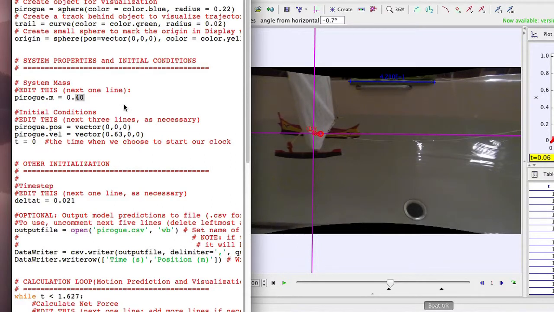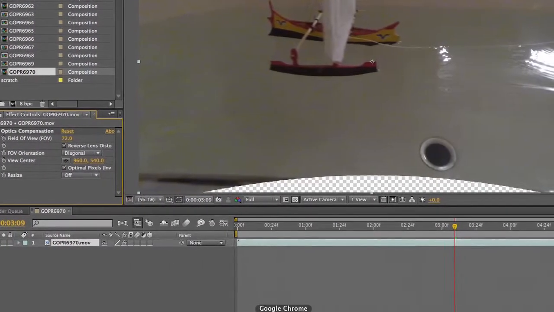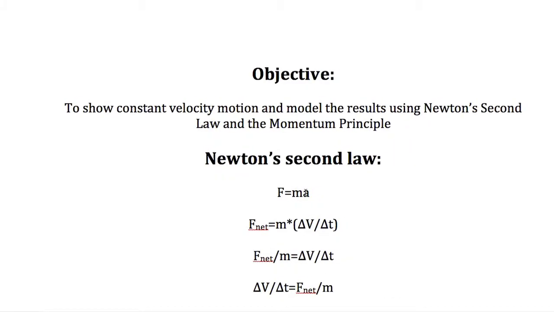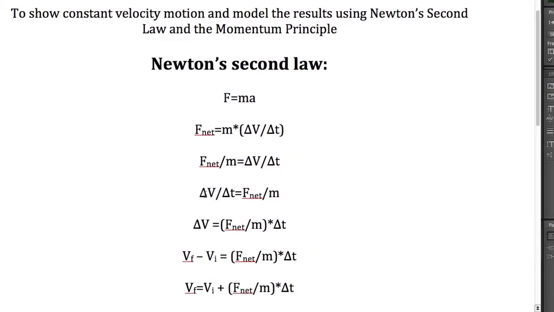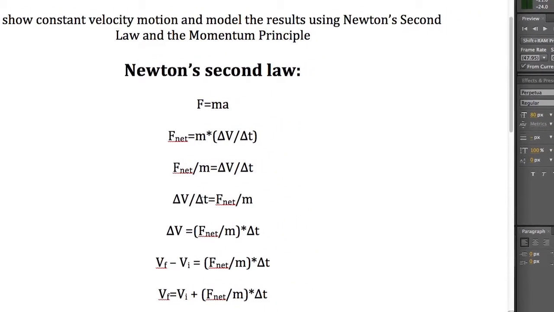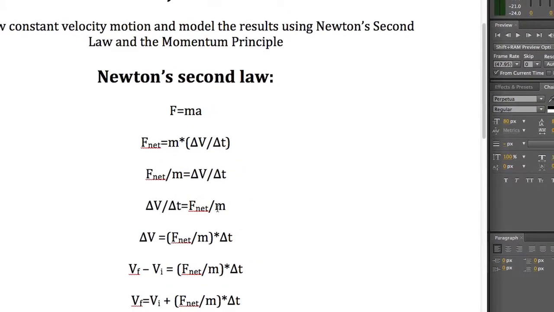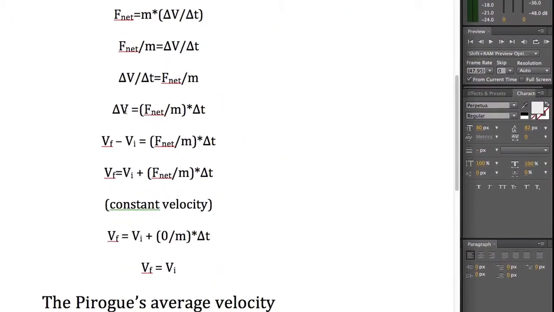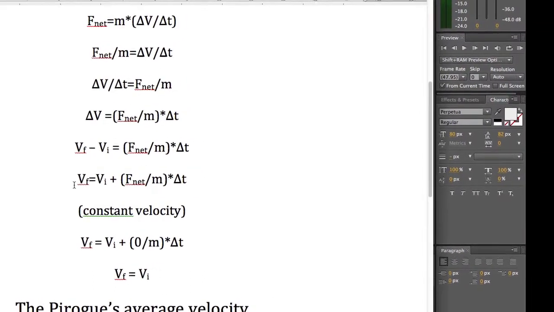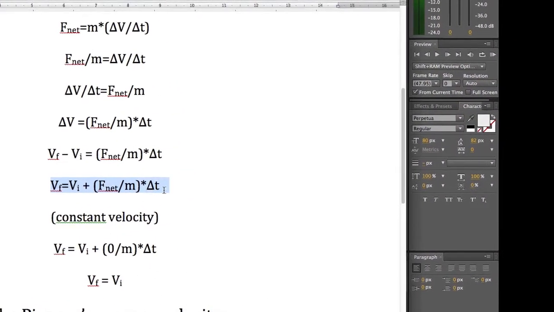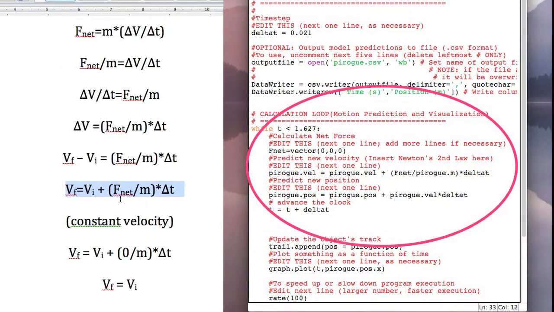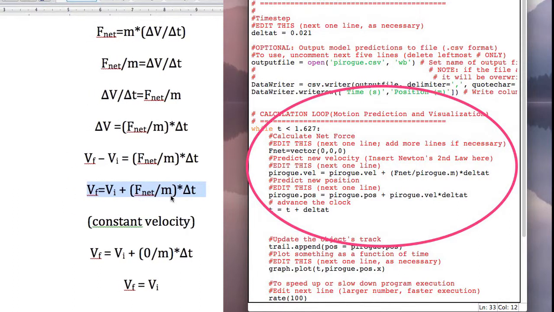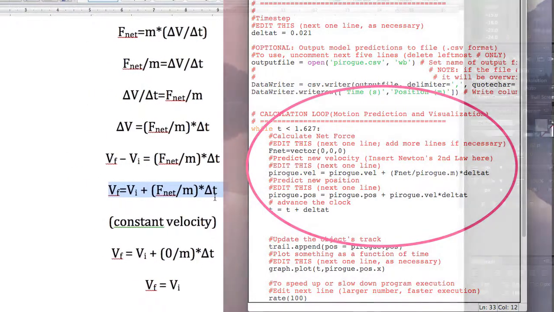For the purpose of modeling constant velocity, an estimation is enough, being that Newton's second law dictates that force equals mass times acceleration. Of course, if we derive the formula shown in class, we can see that the change in velocity over the change in time equals the net force over mass, which, if you derive it even further, we create the equation I used for my Python script: the final velocity equals the initial velocity plus the net force over mass times the change in time.